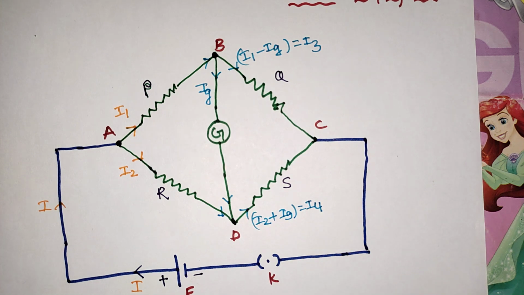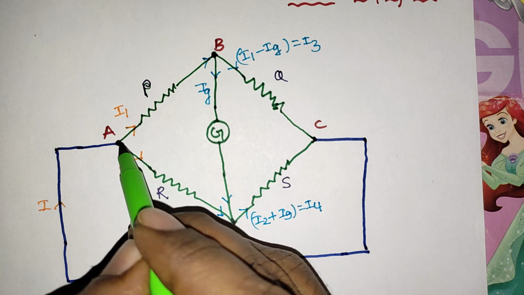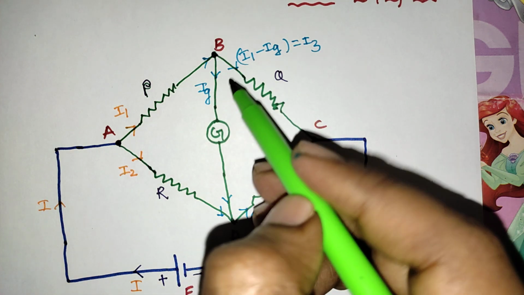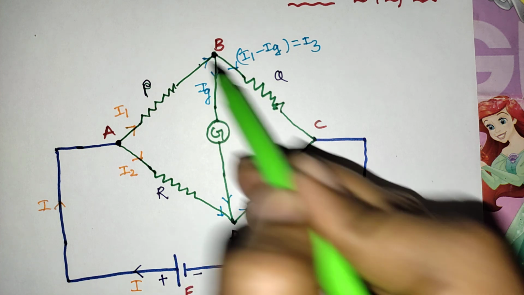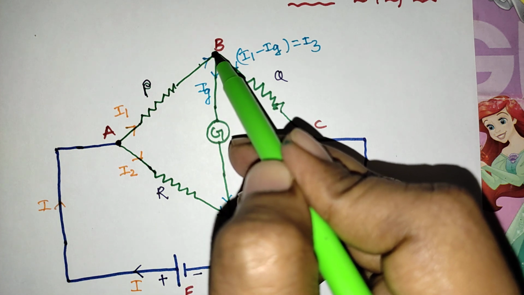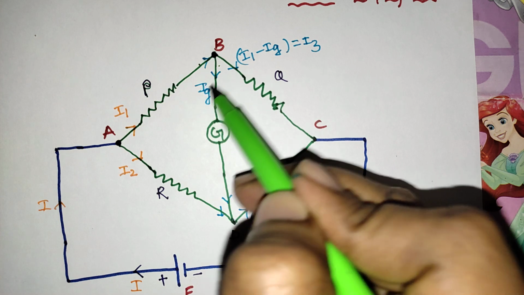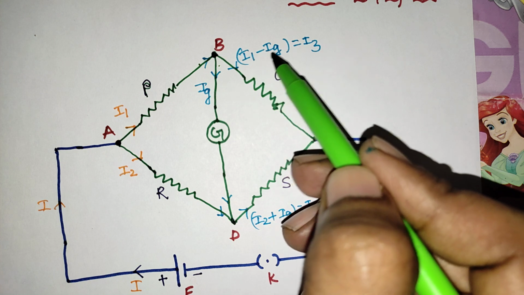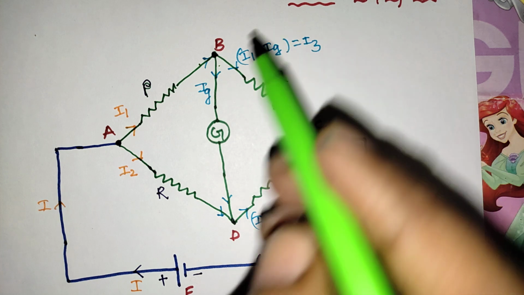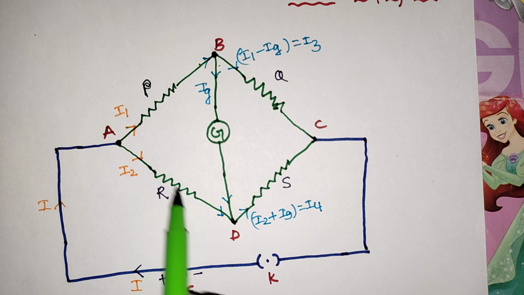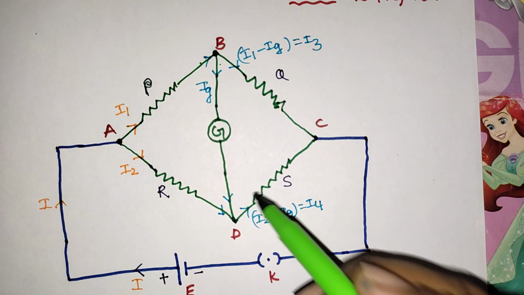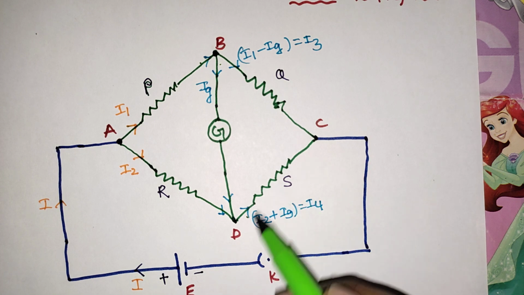Once again, children, here current I is going to divide. So this is I1 and here is I2. At this point B it will split again. So this current is I1 here. Some current flows through the galvanometer, which I'm going to take as Ig. Then the remaining current will flow through this resistor Q, so that is I1 minus Ig, which is equal to I3. Then here also I2 will be flowing towards D and Ig current is also flowing towards D. Both will move towards S. So I2 plus Ig I am going to take as I4.